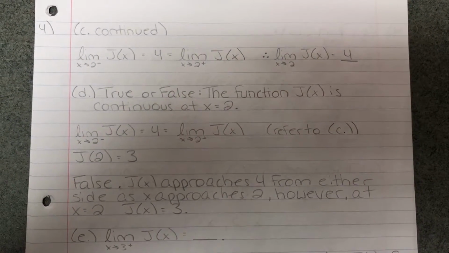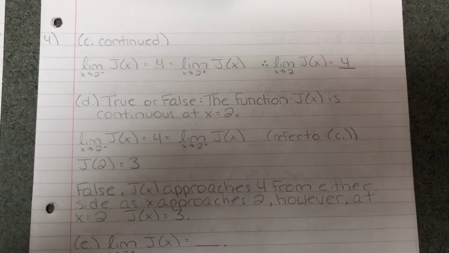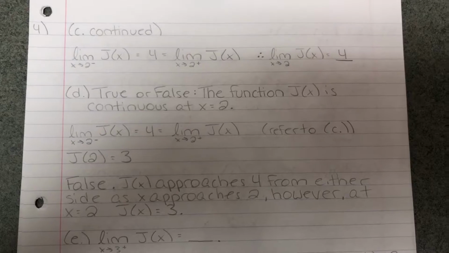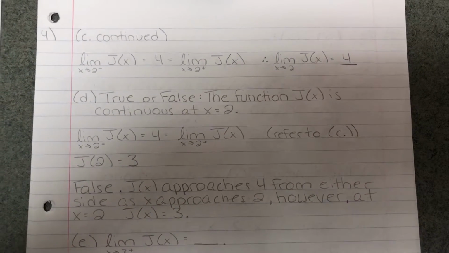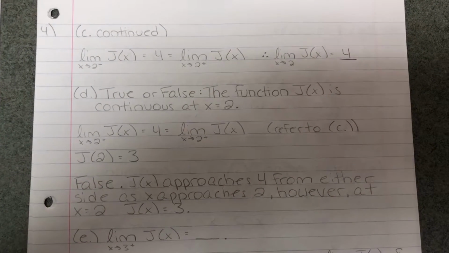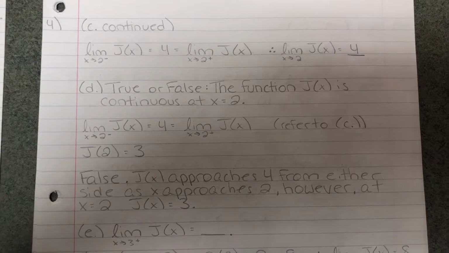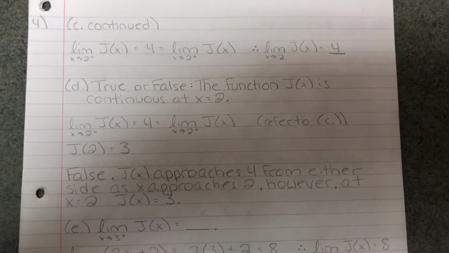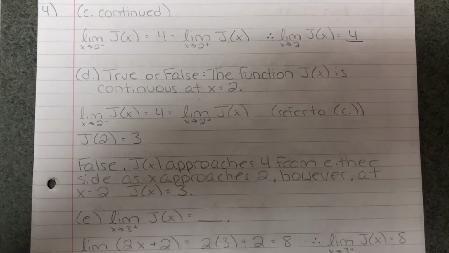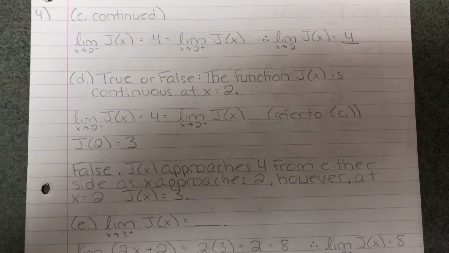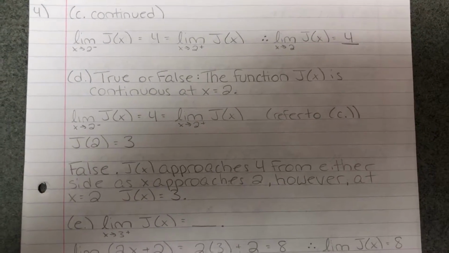D asks, true or false, the function j of x is continuous at x equals 2. Before we found that the limit as x approaches 2 from either side equals 4. Then we have to find what j of x equals at 2, and that is 3. So the statement is false because j of x approaches 4 from either side as x approaches 2. However, at x equals 2, j of x equals 3.